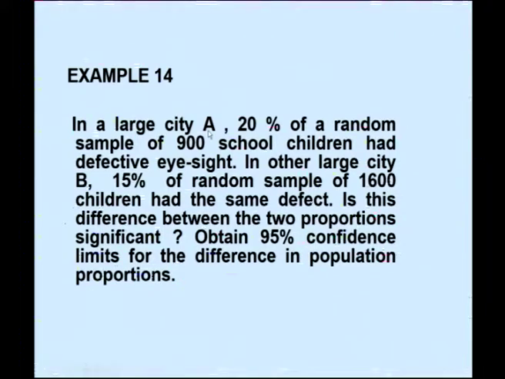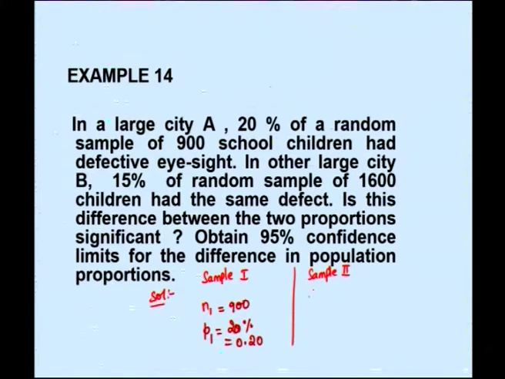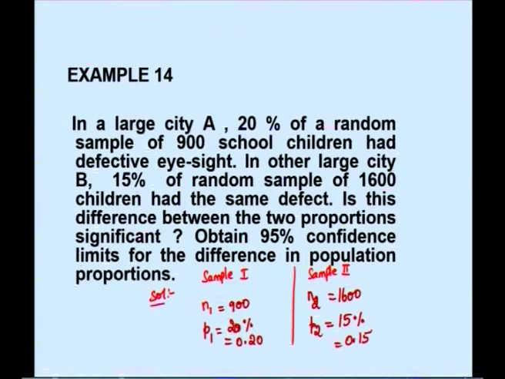There are two samples being taken. One sample is taken from city A among the school children having defective eyesight, and another sample is taken from city B, again the children having the same defect. So, what are the values? We will just enumerate them here. First of all, sample 1 is taken from city A, and sample 2 from city B. N1 is equal to 900, and 20% of the random sample of 900 school children means the sample proportion P1 is 20%, which is equal to 0.20. Similarly, N2 is equal to 1600 children, and P2 is equal to 15%, that is 0.15, converting it to decimals for use in problems.